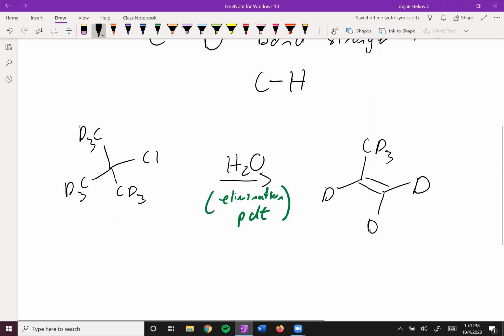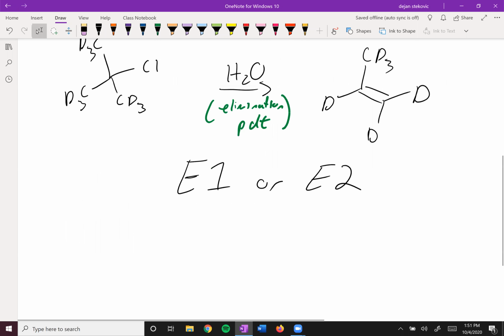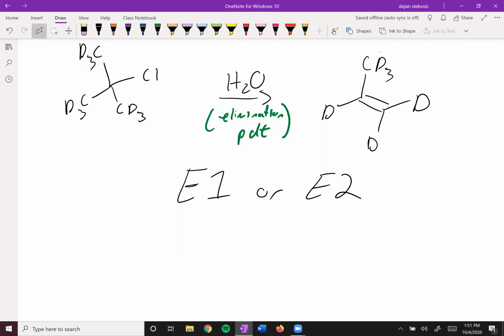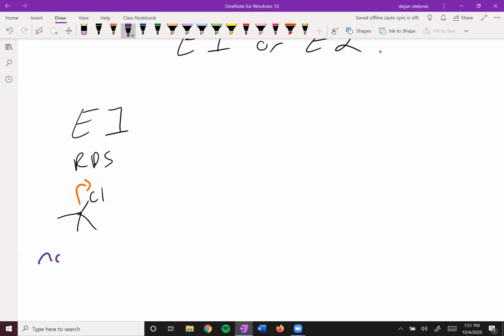And then we ask ourselves, is this an E1 mechanism or an E2 mechanism? And so it depends on how fast this reaction occurs. Remember that in an E1 reaction, the RDS is this leaving group leaving, right? And so there's no breaking of this CD/H bond in the rate determining step.